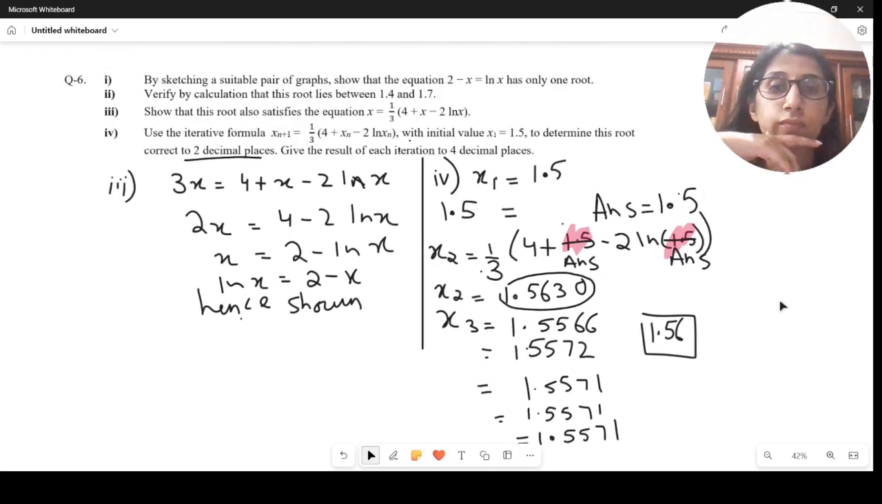So that's the advantage of iterative formula. अगर एक डिफरेंट सी इक्वेशन हो जो हमें वैसे सॉल्व करनी नहीं आती, we can use iterative method to find the root of the given equation. Okay, this was question number 6. Question 7. I'm going to give question 7 as homework. Question 8.